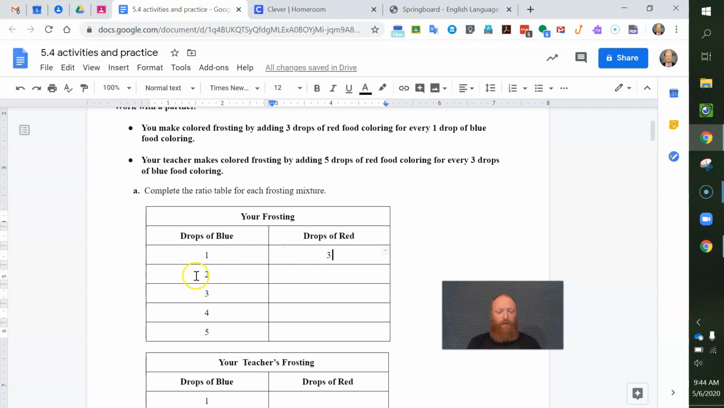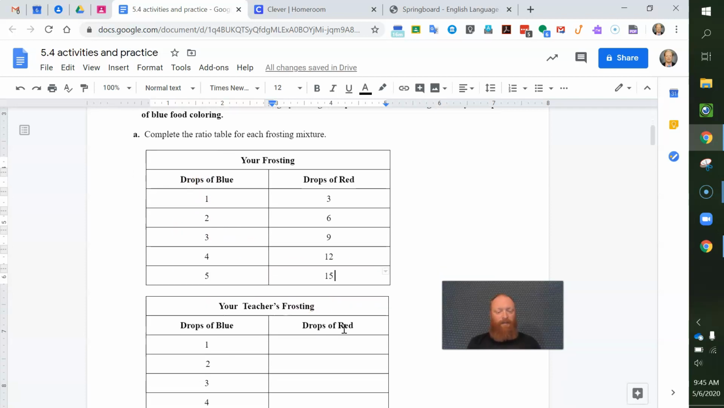Okay, so if we're doing 2 drops of blue, that would be 6, because that would be 3 times 2. If we're doing 3 drops of blue, we would need 3 times 3, so that would be 9. If we're doing 4 drops of blue, that would be 3 times 4, so that would be 12, and thus 3 times 5 is also 15. So if we're putting in 5 drops of blue food coloring, we would need 15 drops of red.